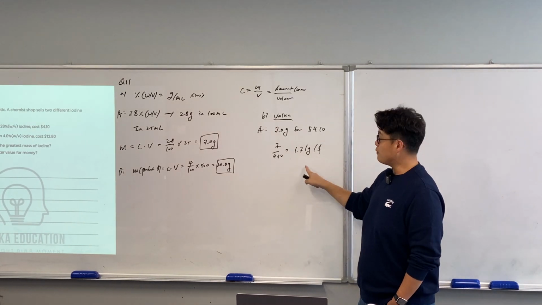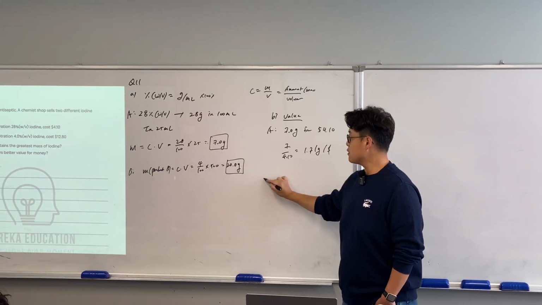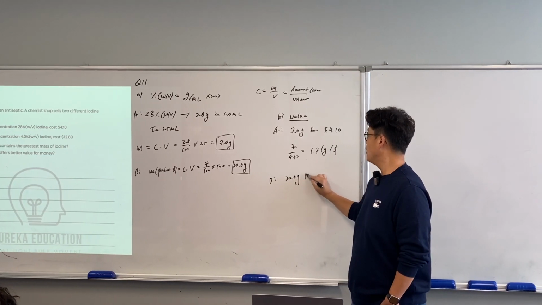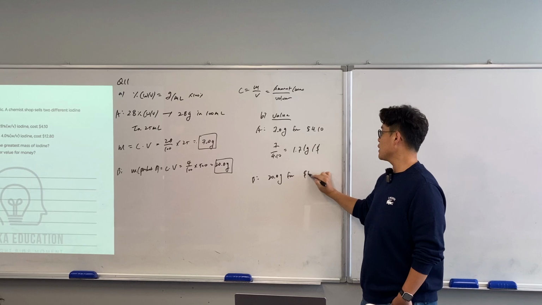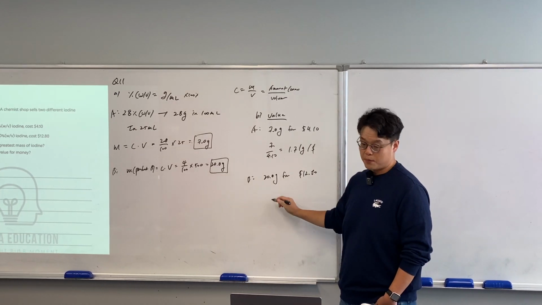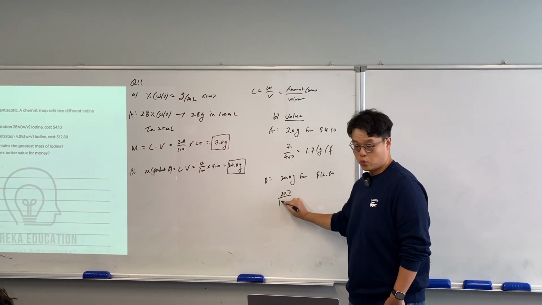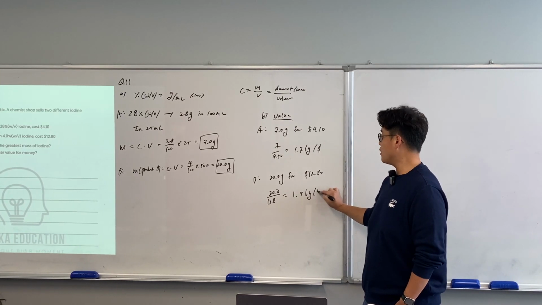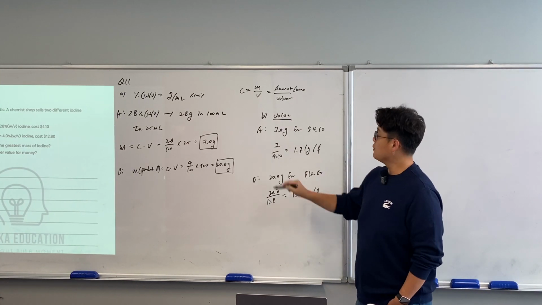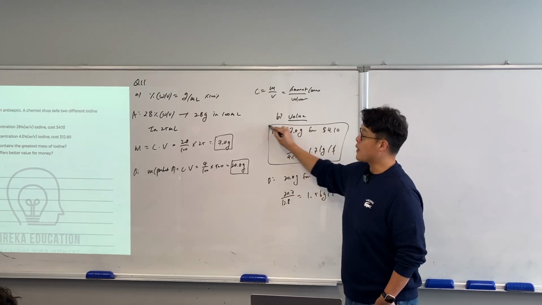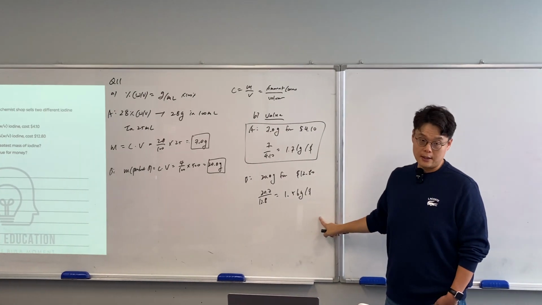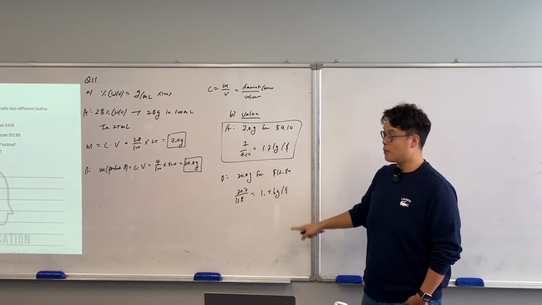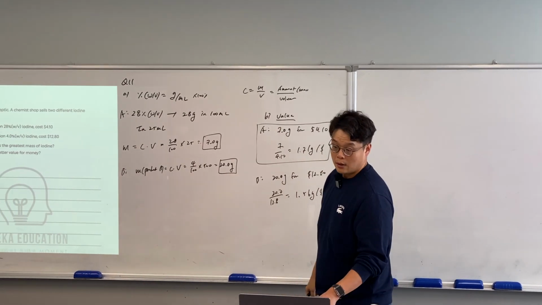So for $1 you can buy this much of the iodine. B would be 20 grams for $12.80, so 20.0 divided by 12.8 gives approximately 1.56 grams per dollar. So which is better? Product A is better value than product B, because for $1 we can buy 1.71 grams of iodine. This one can only buy 1.56 grams.